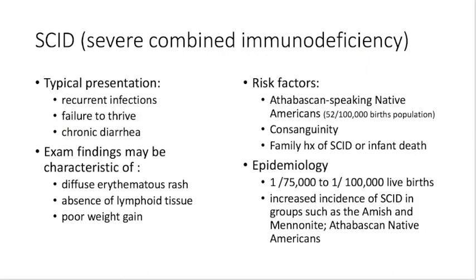Typical presentation: recurrent infections, failure to thrive, chronic diarrhea. You may find a diffuse erythematous rash. Absence of lymphoid tissue would be high yield, as well as poor weight gain, and that comes back to that failure to thrive.